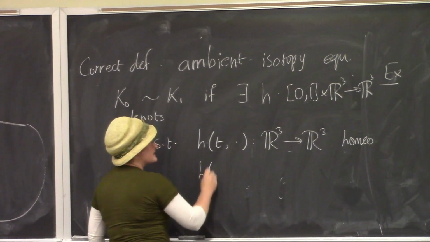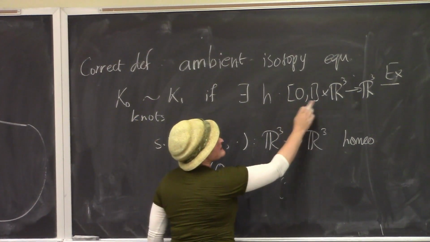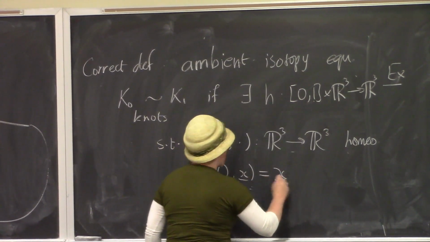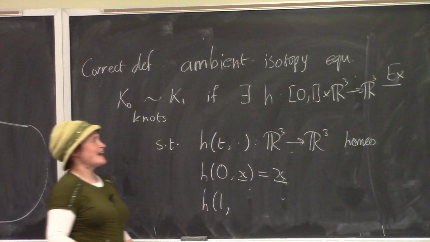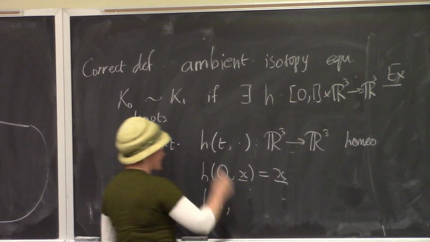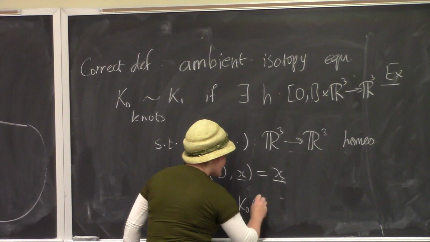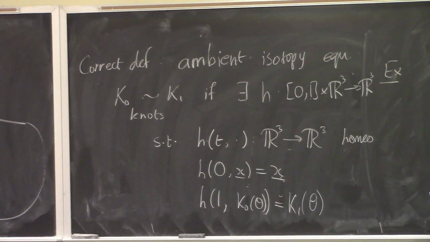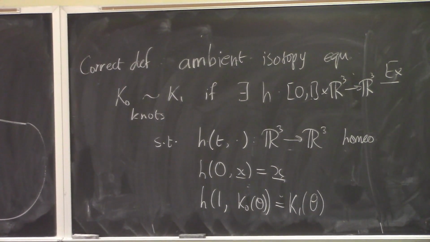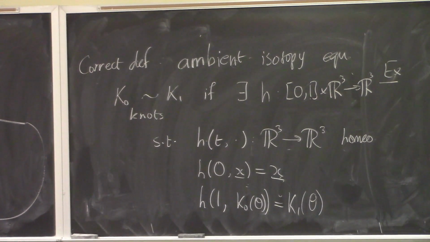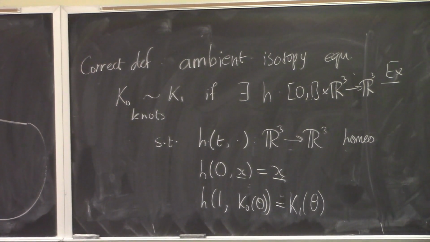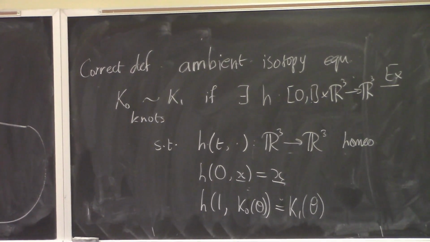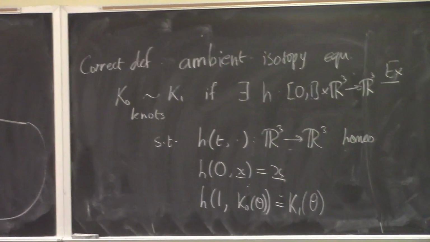and H at time 0, so at time 0, the space is where it is, so it does nothing at all. It will just be the identity map. And H at time 1 will take one knot to the other knot. So it will take K0 of theta to K1. So instead of just deforming the knot, we're finding a way of going from the honey being fixed to the honey moving one knot into the other knot. Okay, so that's now a firm mathematical definition, but it's not very useful.